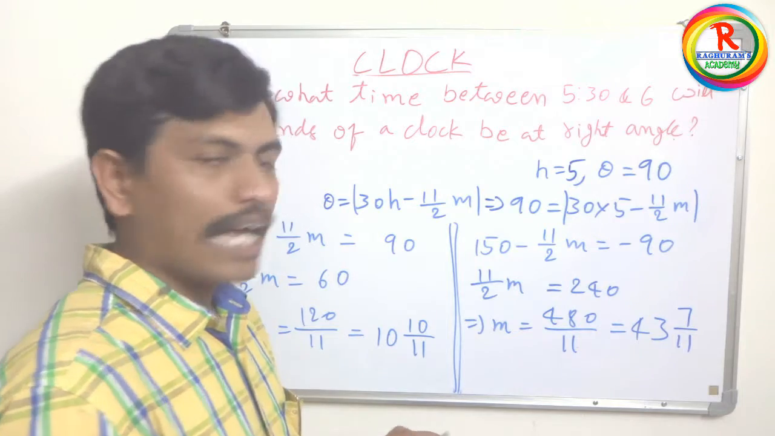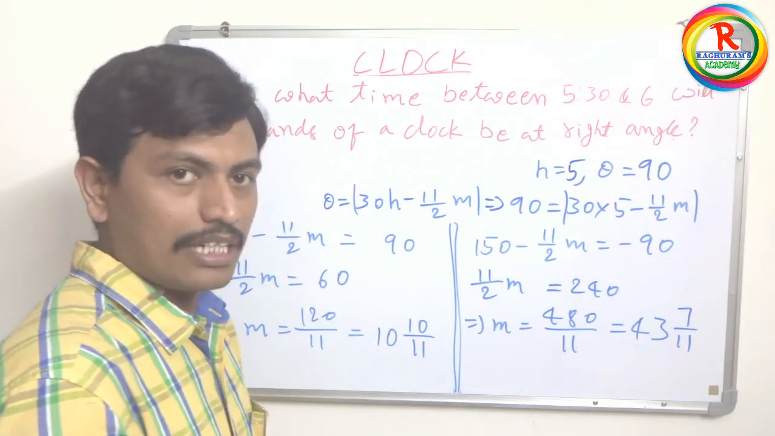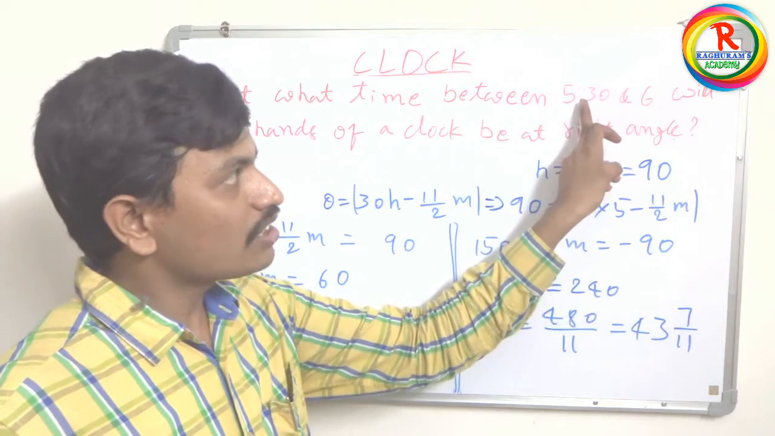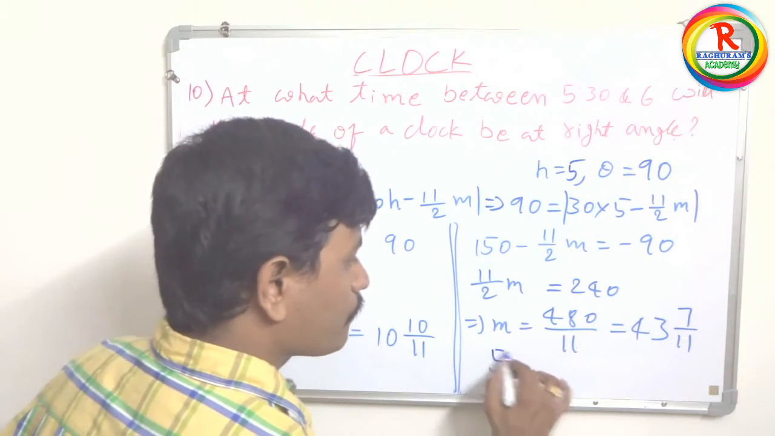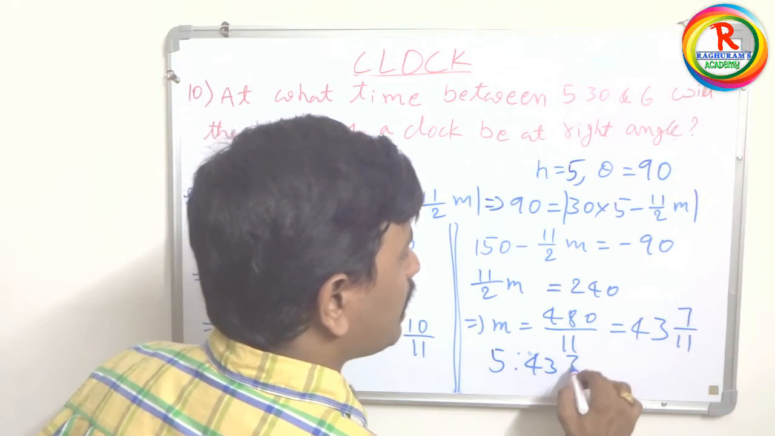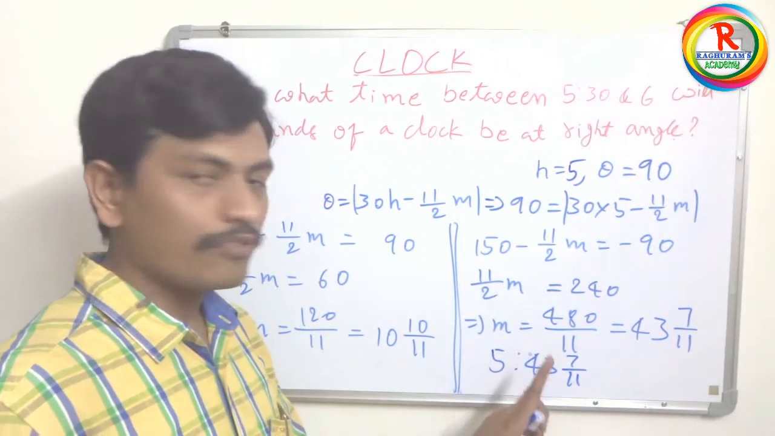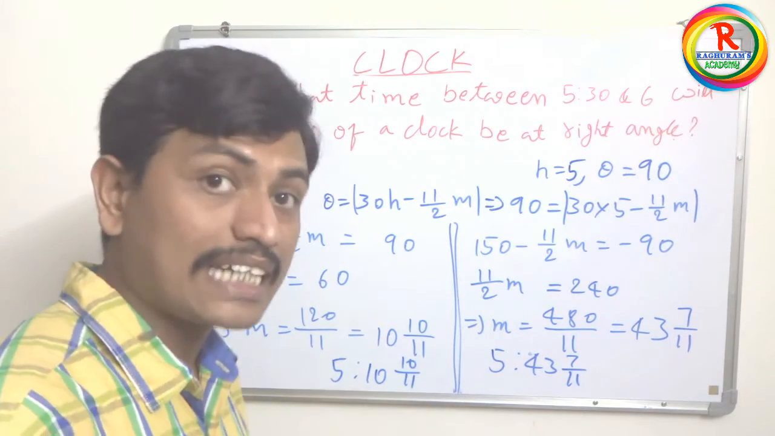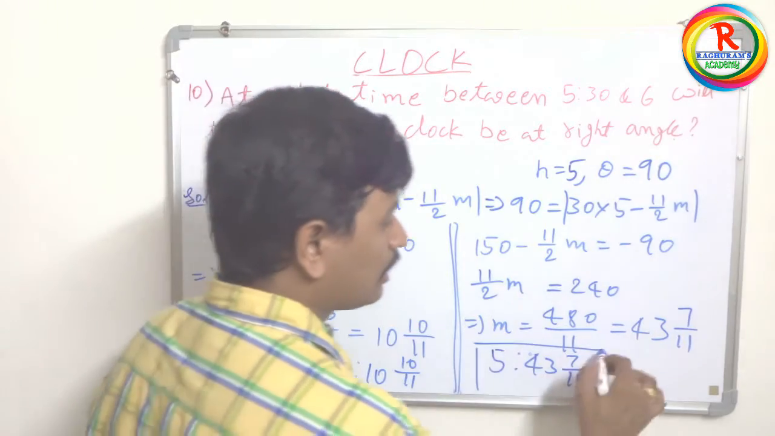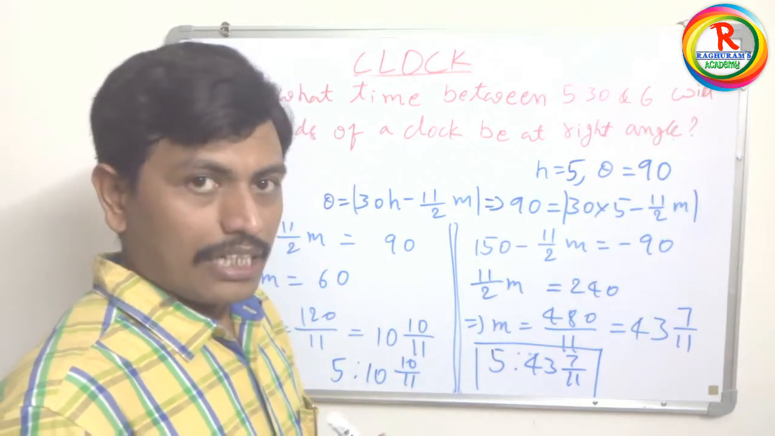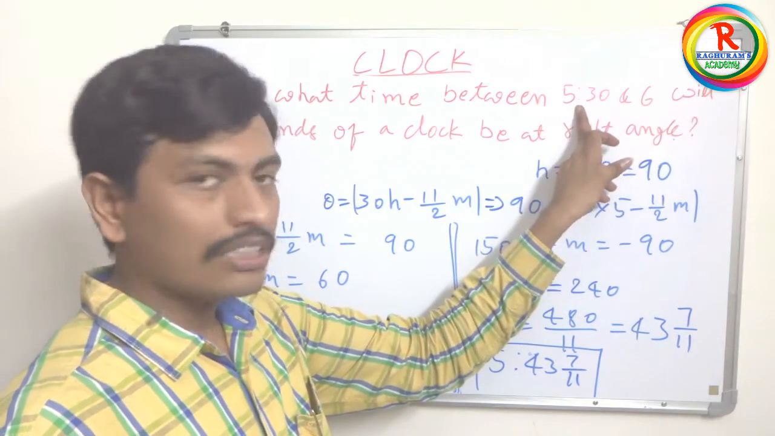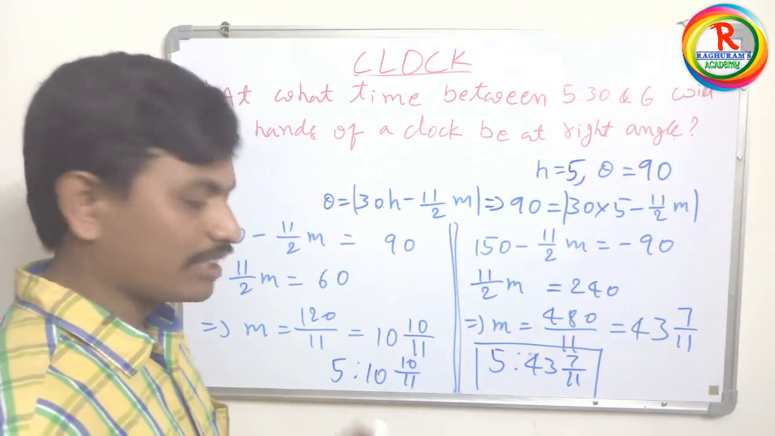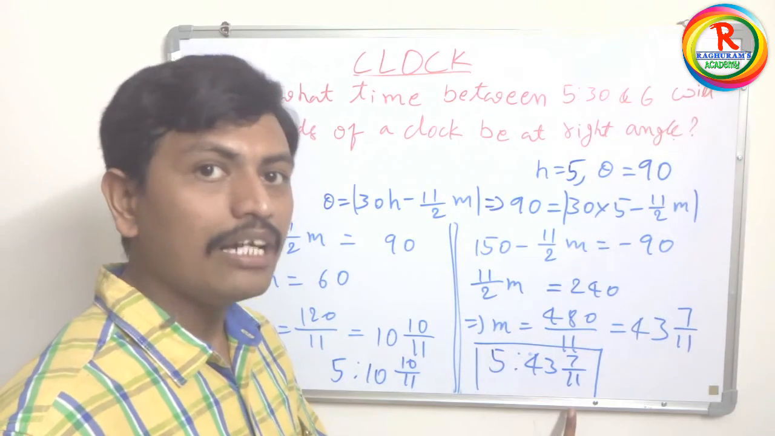So in every hour, the hands of a clock will be at 90 degrees two times. So here at 5, 10, 10 by 11 and 5, 43, 7 by 11. But here it is asked 5:30 to 6. So the answer is 5 hours 43, 7 by 11 minutes. At this time, the hands of a clock will be at 90 degrees. Here at 5, 10, 10 by 11 also, the hands of a clock will be at 90 degrees, but the answer is this one, because the question is from 5:30 to 6. So in every hour two times it will be right angles. If the question is 5:30 to 6, this is the answer. If the question is 5 to 5:30, then 5, 10, 10 by 11 will be the answer. Now here in this case the answer is 5:43, 7 by 11.